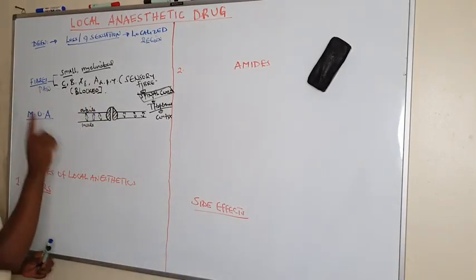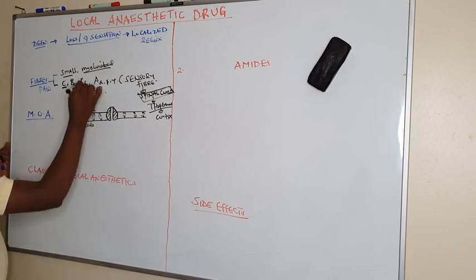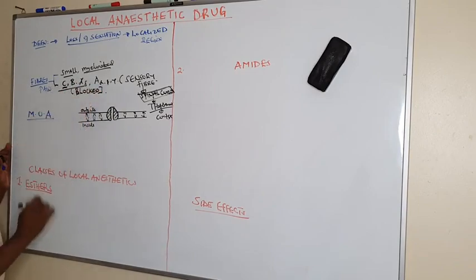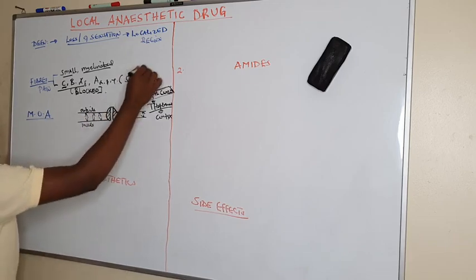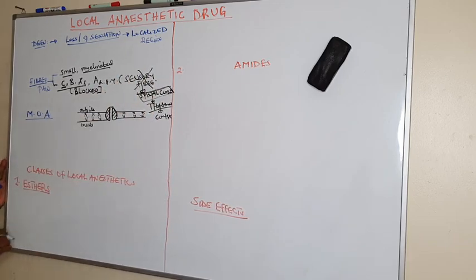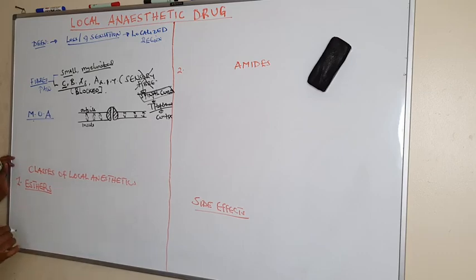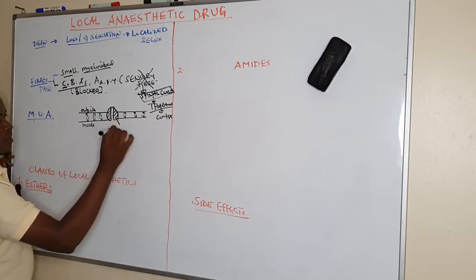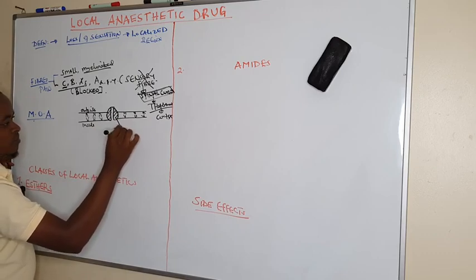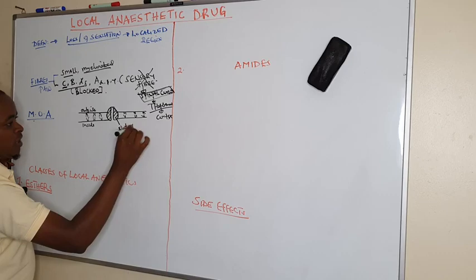So these anesthetic drugs come and block these sensory fibers. And how do they block them? That leads us to the mechanism of action. This is the voltage-gated sodium channel.